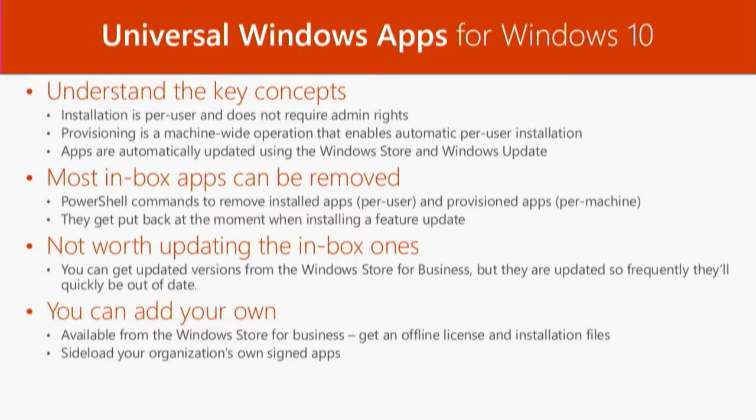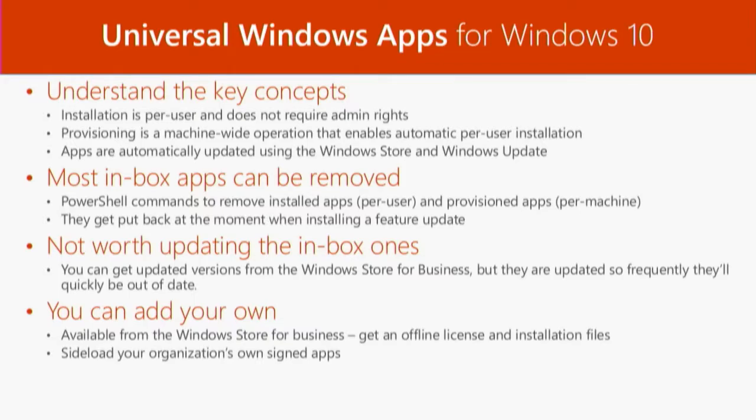We also see a lot of people who want to update the inbox apps so that when the user first logs on, it doesn't, in the background a few hours later, start downloading the latest application versions. It's possible to do. You can go to the Windows Store for Business, find the installation files for all the inbox applications, provision new versions into the OS, and then sysprep and capture. But they're updated so frequently that they're going to be out of date within a week, so probably it's not worth going through the hassle of doing that.